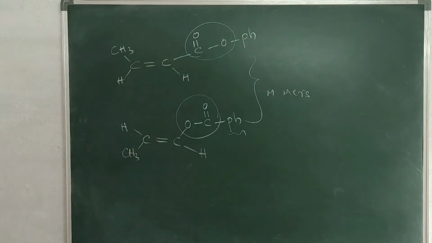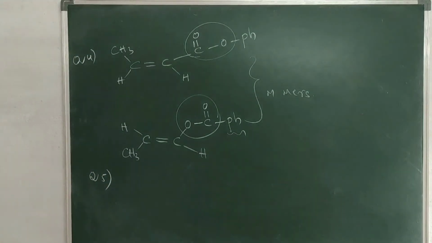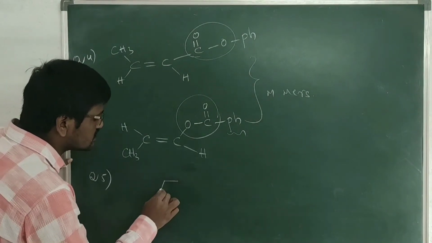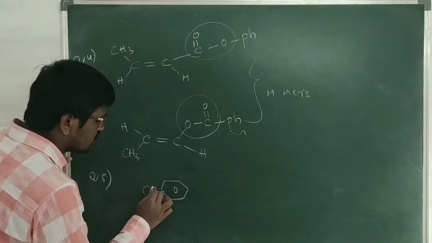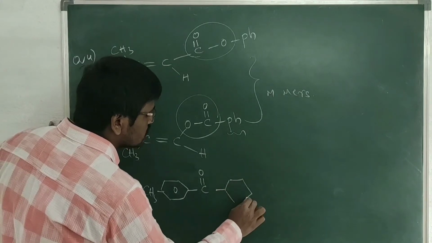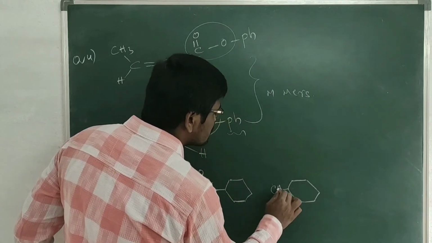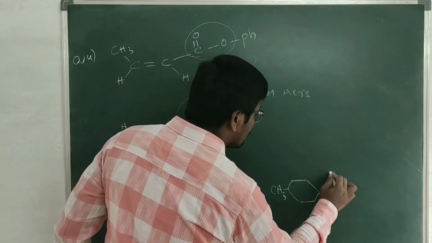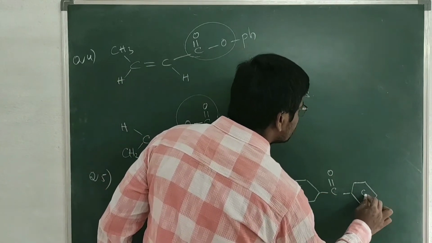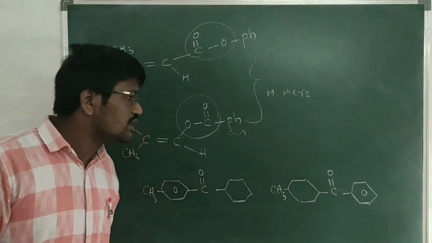Okay, so next, question number 5. We can discuss question number 5 like this. Phenylene is there, a methyl group is there, a ketonic group is there, and here a cyclohexyl group is there. In the next molecule, a cyclohexyl group, methyl is there, and here C double bond O, and a phenyl group is there. Both have the ketonic group, the same functional group, and the same molecular formula.